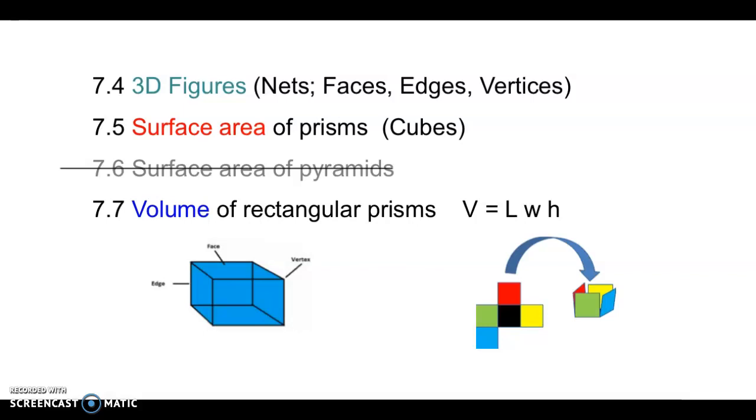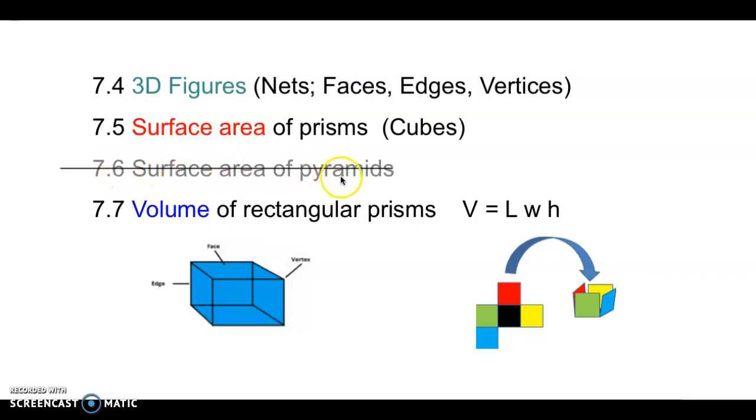Here is an update for what we will do in math this week. If you recall way back in March before we left school, we were working on three-dimensional geometry. So today, Monday, we will look at three-dimensional figures, reviewing nets and faces, edges and vertices. We've done this already. On Tuesday, we'll look at the surface area of prisms, and we're going to only look at cubes. I think that'll just be a little simpler.